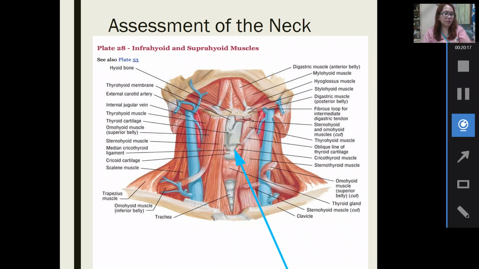So we're done with our mouth and tongue. So we'll proceed to the assessment of the neck.